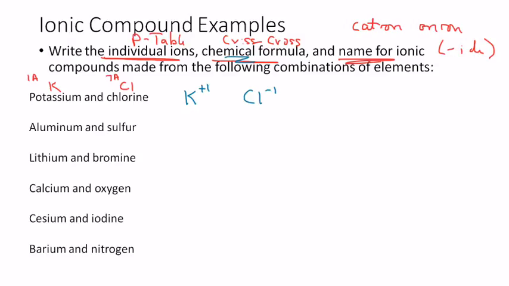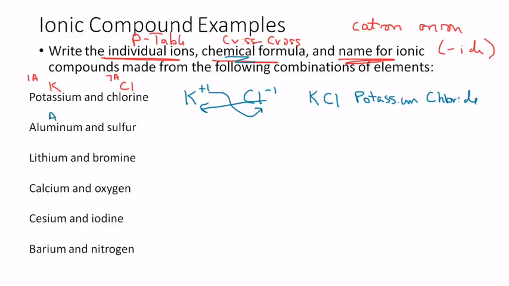We're going to crisscross. So the number of potassiums I need is 1, and the number of chlorines I need is also 1. So KCl, that's the formula. And then we need to name it, and sometimes I have a hard time remembering how to spell potassium. So there's our metal, there's our cation. Potassium, it's not chlorine, it's chloride. There, very good. Let's do the next one.